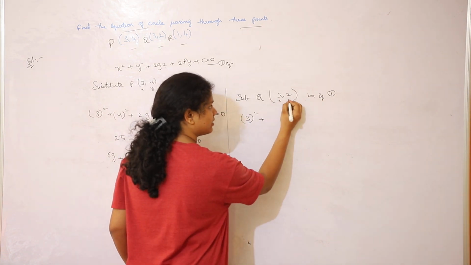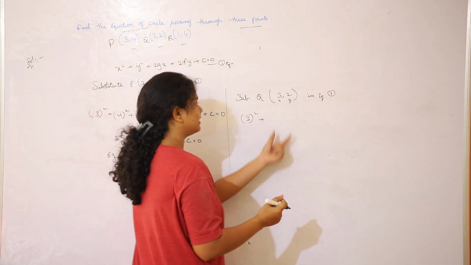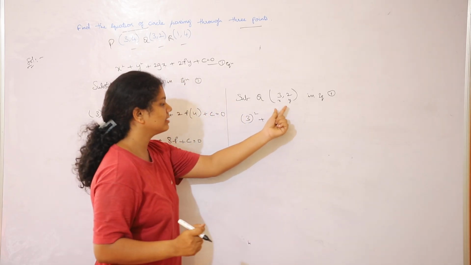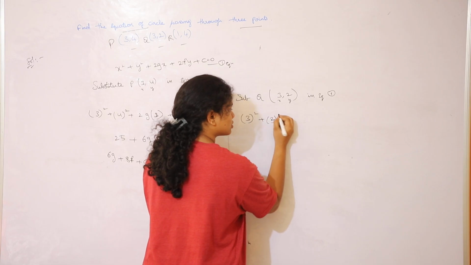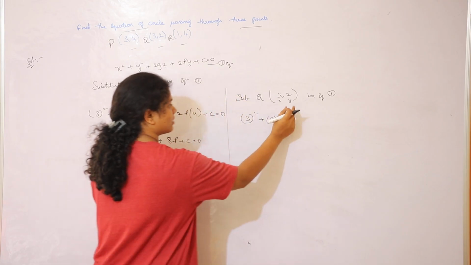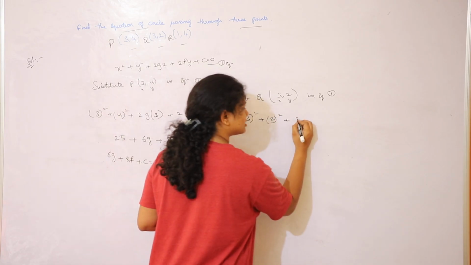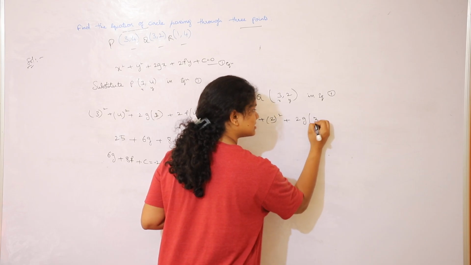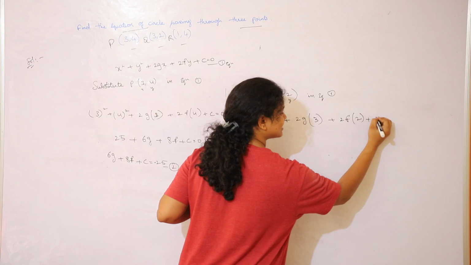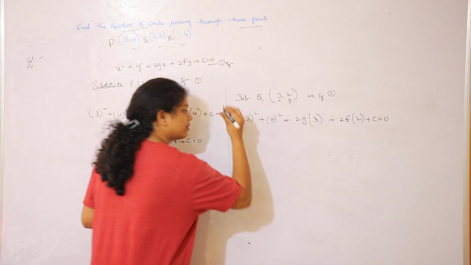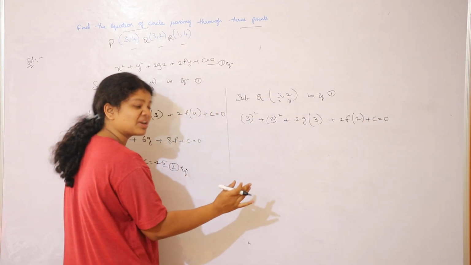So it's the x value, it's the y value. For those who didn't understand till now, substitute 3 in the x value, so 3 square plus 2 square plus... are you getting it? So x square plus y square plus 2gx plus 2fy plus c equals 0. Clear? Now simplify this equation.